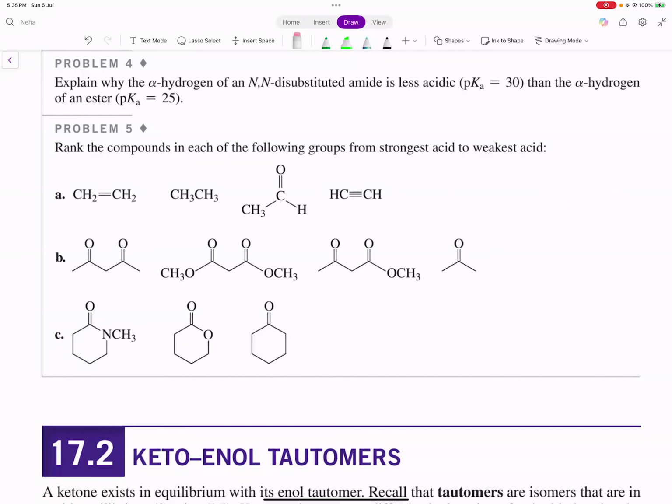This is so because the amide has better resonance, right? Yes, I got it now. You remember, right? Because the amide lone pair has better resonance.